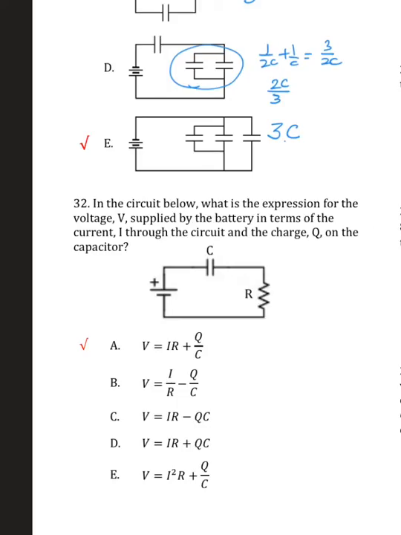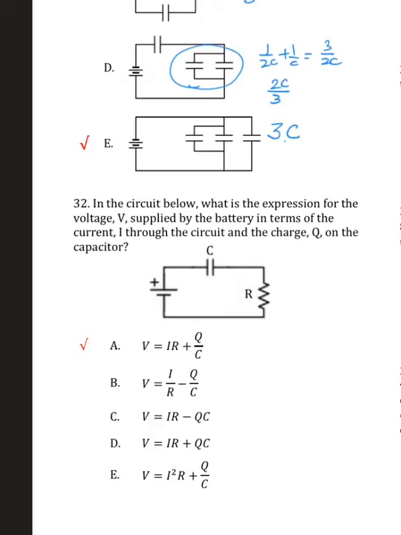Okay, the next one: in the circuit below, what is the expression for the voltage V supplied by the battery in terms of current I through the circuit and charge Q on the capacitor? So the expression for voltage V is quite simple. We know the voltage provided by the battery is equal to the voltage across the capacitance plus the voltage across the resistance.